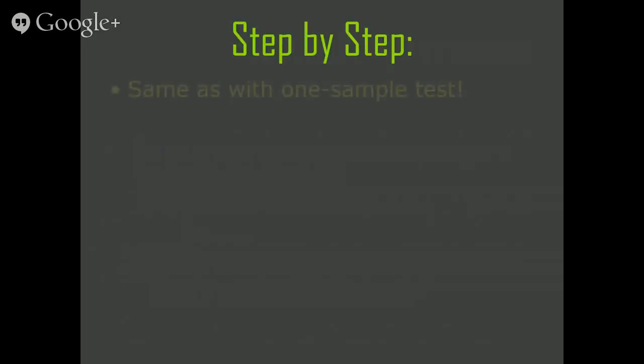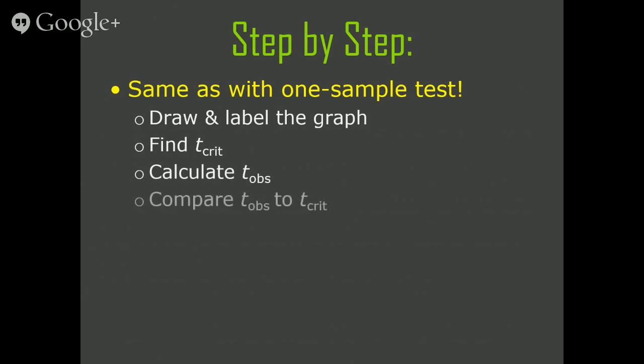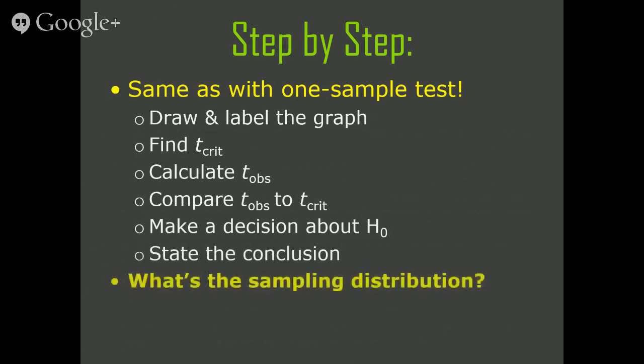There you go. So step by step, same as with everything else. You're going to draw and label your graph, your diagram. You're going to find your critical t-value, which you'll need the degrees of freedom for, and your alpha level for. You're going to calculate your t-observed, which is super easy. You're going to compare the two, probably plot them both on your diagram to make sure you make the right decision. Make your decision about the null hypothesis, state your conclusion, and go home.